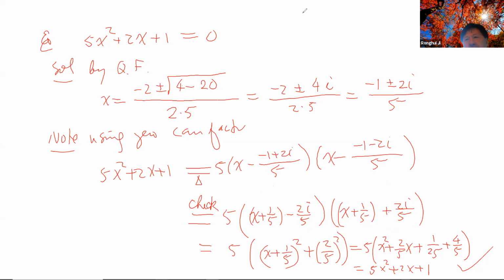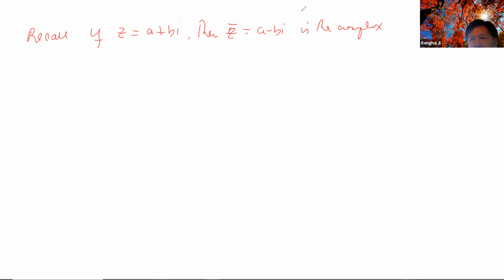Okay, so now we're going to discuss something else. These are the problems in today's homework. That is, recall the definition of complex conjugation. If z equals a plus bi, then we define z bar to be equal to a minus bi, the complex conjugation of z. Okay. Do you agree? That's the complex conjugation.